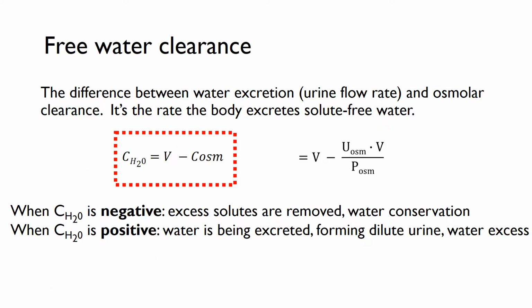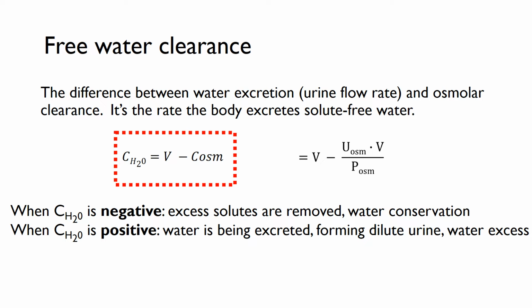The first special clearance equation we're going to go over is called free water clearance. By definition, this is the difference between water excretion, which would utilize the urine flow rate to determine, and the osmolar clearance. So essentially, it's the rate at which the body excretes solute-free water.